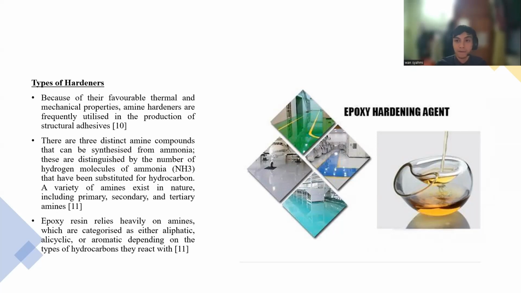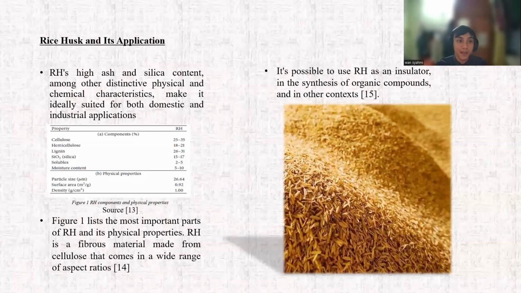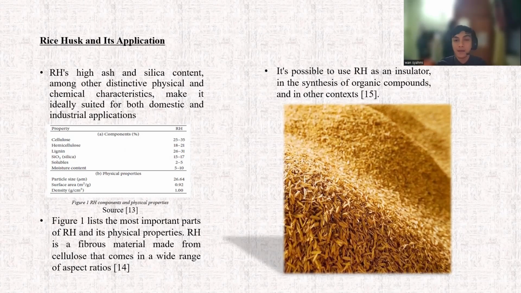Rice husk and its application. Rice husk has high ash and silica content among other distinctive physical and chemical characteristics, which make it ideally suited for both domestic and industrial application. As you can see, figure 1 lists the most important parts of rice husk and its physical properties. Rice husk is a fibrous material made from cellulose that comes in a wide range of aspect ratios. It is possible to use rice husk as an insulator, in the synthesis of organic compound, and in other contexts.